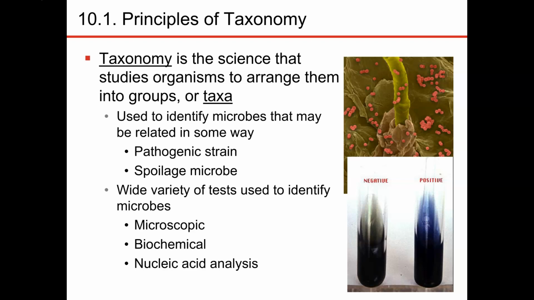The term taxonomy refers to the science that studies organisms and arranges them into taxonomic groups based on characteristics that they have in common. We use taxonomy to identify relatedness between pathogenic strains of different species, or to help us identify spoilage microbes. We also use taxonomy to help us identify beneficial organisms, maybe oil-reducing organisms that can clean up oil spills. There are a lot of different tests we use when trying to identify taxonomy. Some of these tests require microscopy. We also use biochemical tests, nucleic acid analysis, as well as serology.